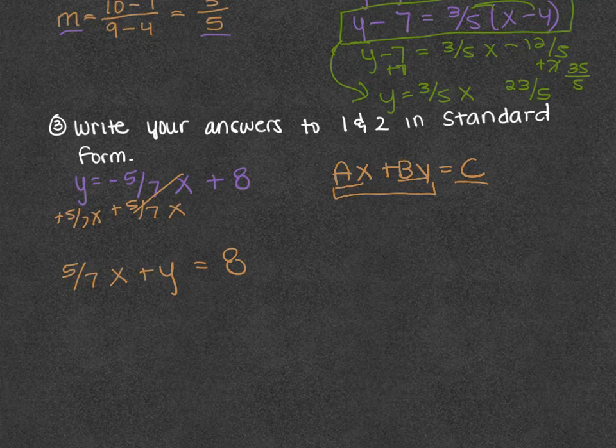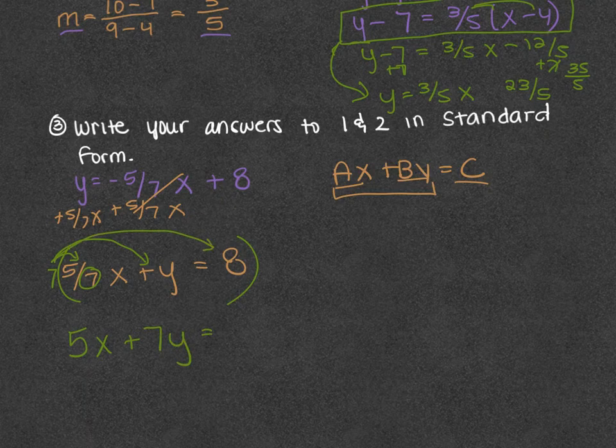The last thing I need to do is get all of them to be integers. To do that, we're just going to multiply the whole equation, both sides, which keeps it equivalent, by whatever denominators we have. In this case, I have a denominator of 7, so I'm going to multiply everything by 7. When I distribute here, that cancels it out, so now it's just 5x. Distributing here gets me 7y, and distributing to my right side of the equation is 56. So now I have ax plus by equals c, and all of them are integers. That's it.